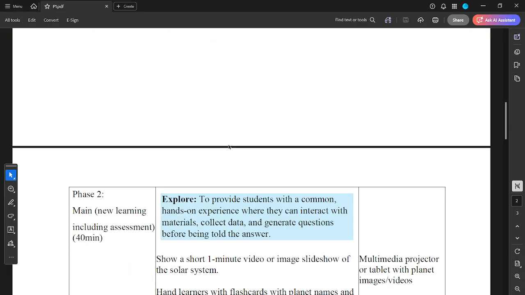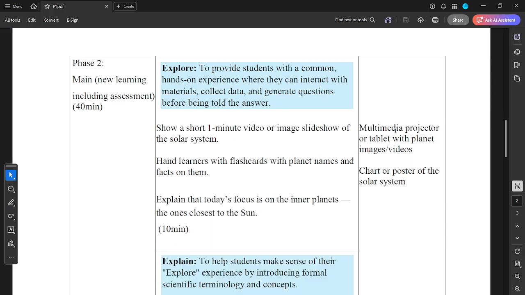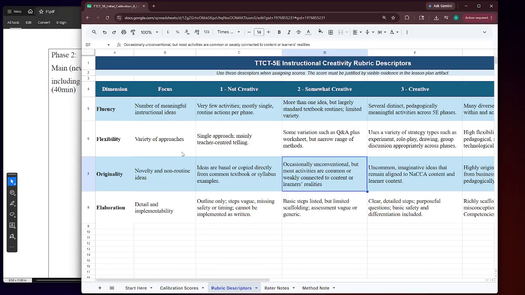And then application of multimedia tools, right? How you can be guided by the dimensions over here so that you know what you're actually looking out for to grade. So here is a single approach that's mainly about teacher centered, and then some variations such as question and answer plus some worksheets, but narrow range of methods.